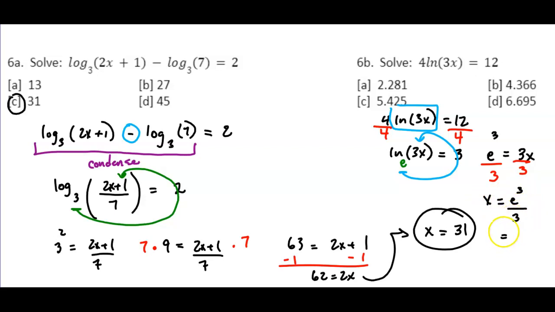And if you put that in your calculator, you should get that the answer is 6.695, which is D. Now it's possible on the final that if you have this question, they might leave it in exact form, in which case you just don't put it in your calculator and the answer would be e to the third, e cubed divided by 3.